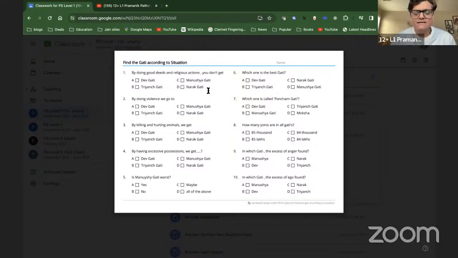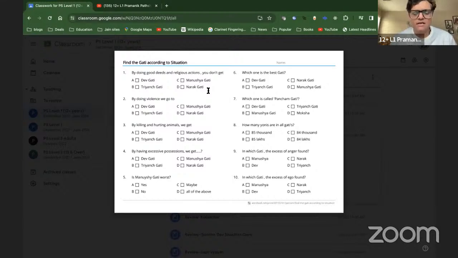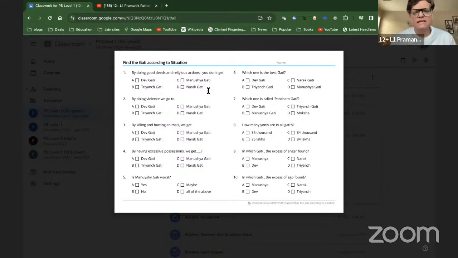By having excessive possession, where do you go? Go ahead, Maulik. I think this is also Tiryanj gati. Absolutely, it is Tiryanj gati. If it's really extreme, maybe Narak gati, but primarily it is Tiryanj gati. So you are spot on.